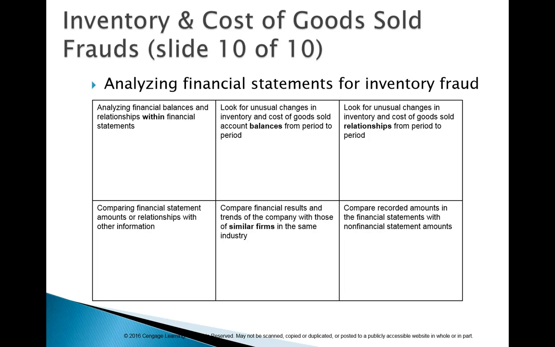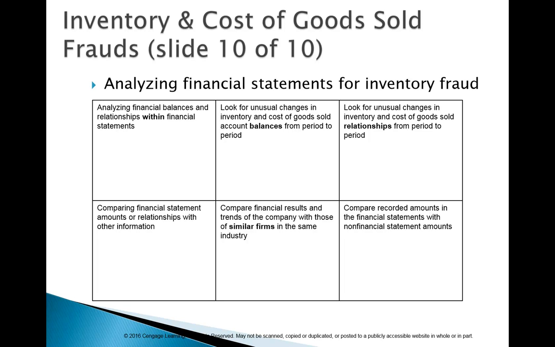Again, you're going to look for relationships within financial statements. So, is cost of goods sold going up, and it's not consistent with the increase in inventory? Or is the gross margin, maybe cost of goods sold is going up, but not at the same pace as sales, and so the gross margin percentage is going down? That might make you suspicious. So there's a lot of different unusual relationships that you're going to look for.